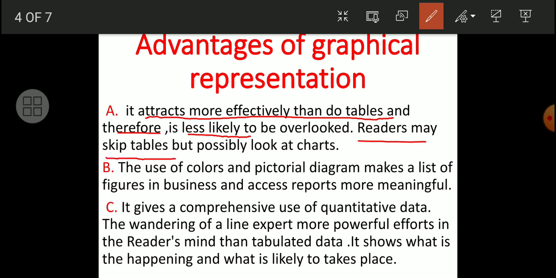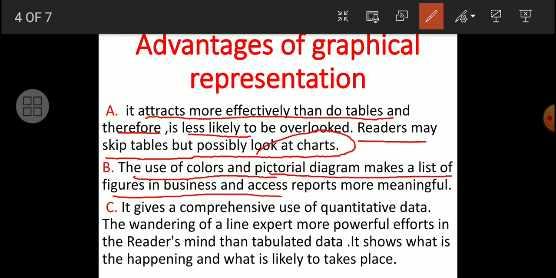Readers may skip the tables but possibly look at the charts, look at the graphs. Friends, that is most important, the advantage of representing data graphically. It can be easily understood. As I have said to you, suppose we have the graph of a growth, that is a sigmoid curve. Immediately we keep it in mind and remember it very easily, isn't it? Now, the second advantage is that the use of colors and pictorial diagrams makes the list of figures in business and access reports more meaningful.